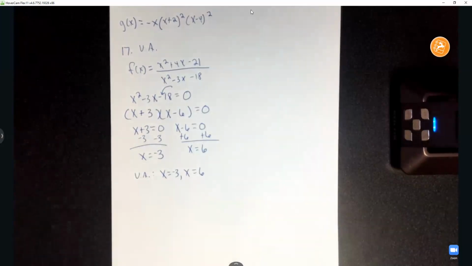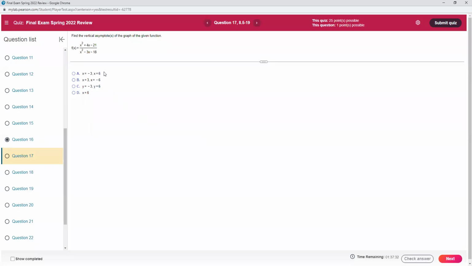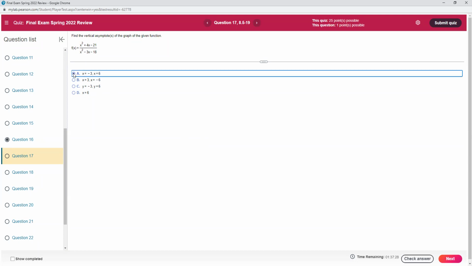All right, so let's go look for that answer on our test here. All right, so we had -3, 6. So we would definitely go with A. Notice B has the signs backwards. C, they put y's. And D, they only put one answer. Okay, so that's what's happening on that. All righty, so let's see, we go next.